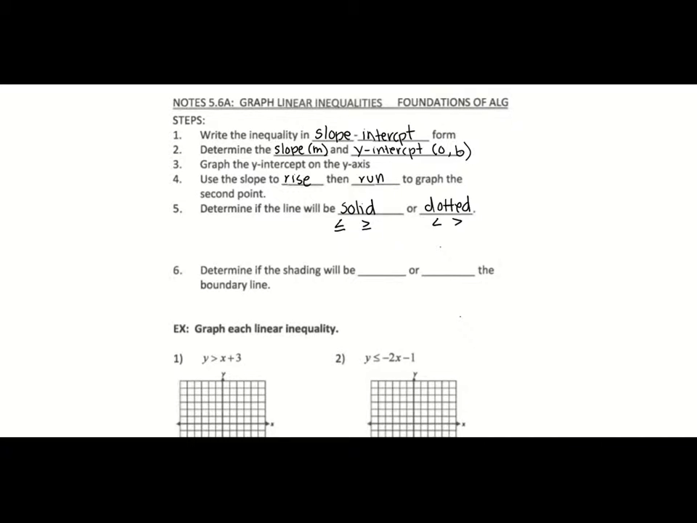Then once we determine if it's solid or dotted, our last step is to see if the shading will be above or below the line. If it is going to be above, that means it is facing this way, either with an equal sign or not. It is greater than. If it is below, then we have a less than equation. So let's look at some examples.